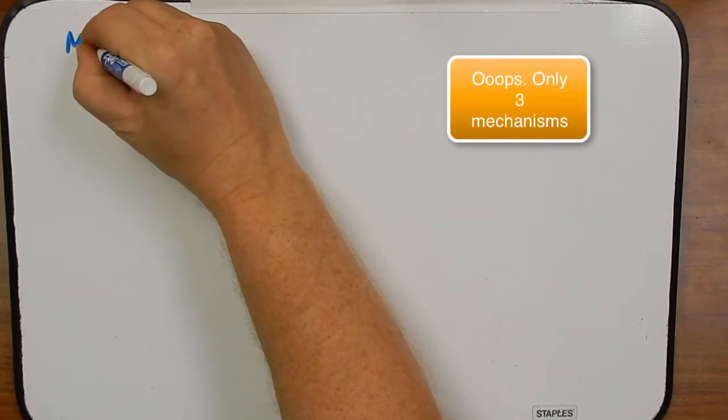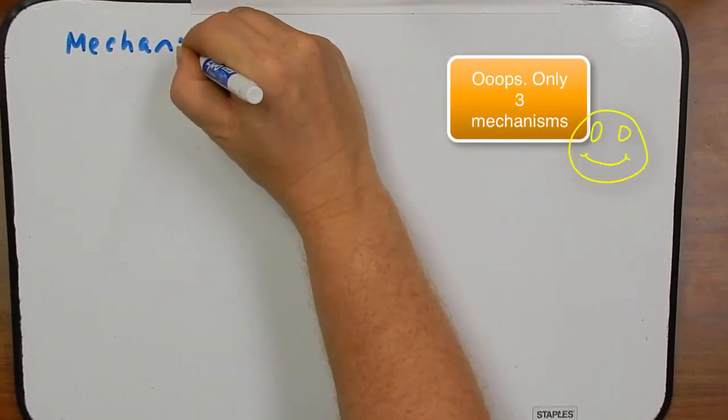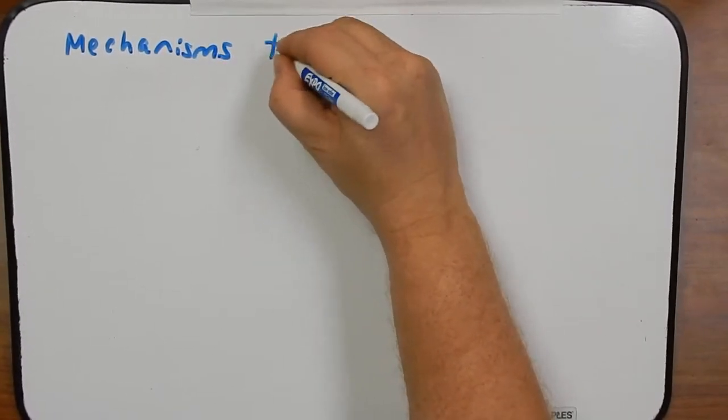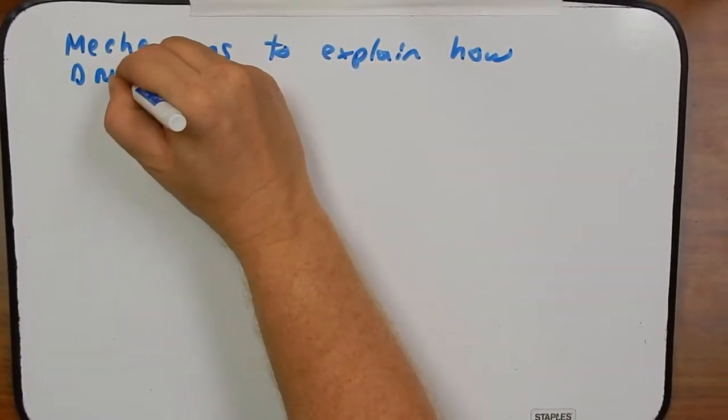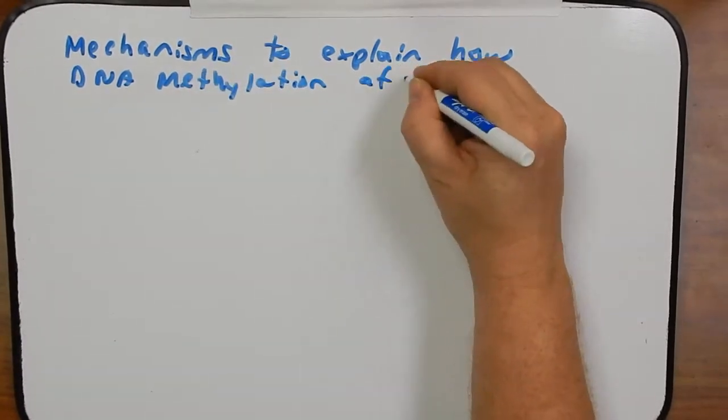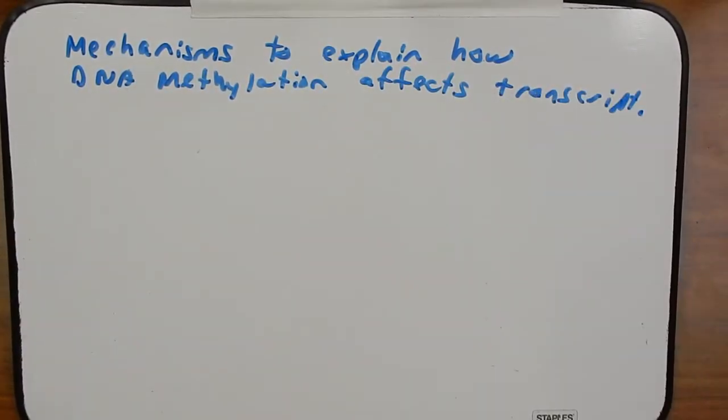In this podcast, we're going to talk about 4 different mechanisms to explain how DNA methylation affects transcription. In the last podcast, I talked about the general process of how methyl groups were added to cytosines and how certain regions were more or less likely to be methylated and what that meant to the overall transcription. But I didn't talk about how. And there's lots of different mechanisms that have been proposed, and it's probably a combination of many of them.